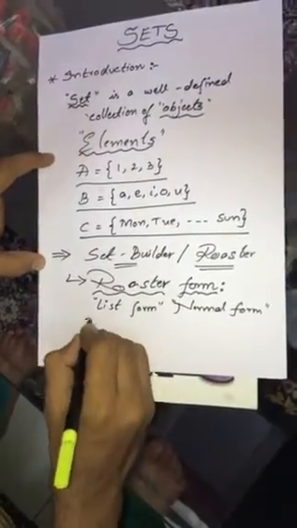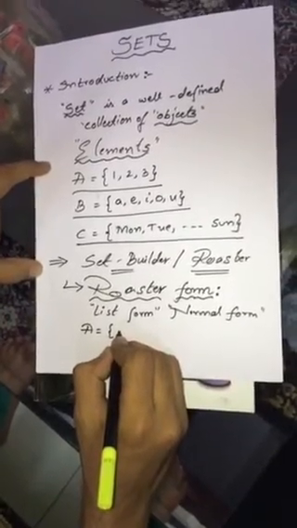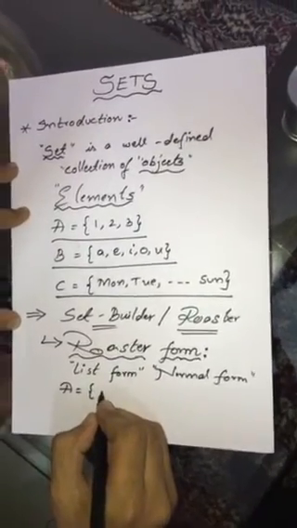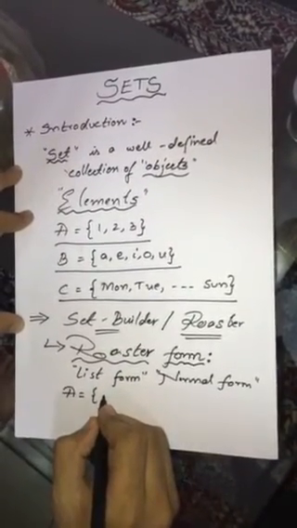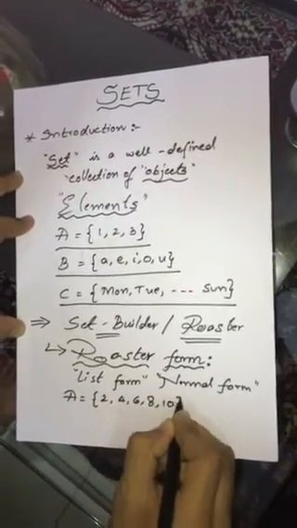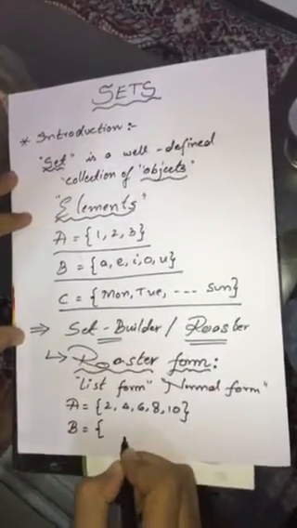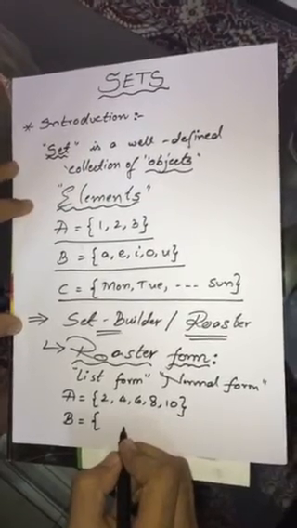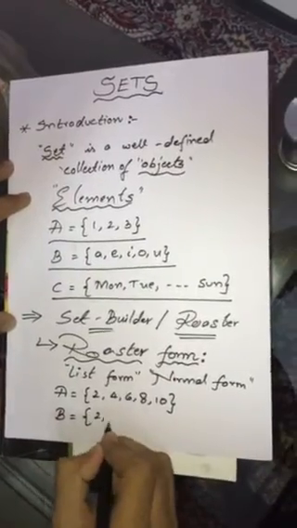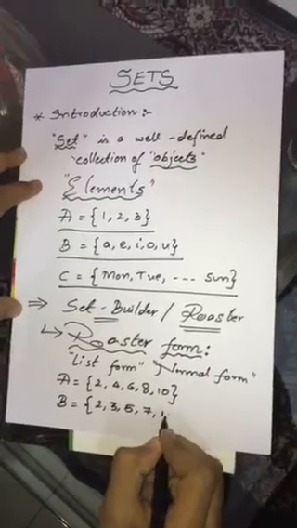I'll take a set A as the set of numbers starting from 2 ending at 10. We'll take an example of even numbers starting from 2 ending at 10. That is the first 5 even numbers, that is 2, 4, 6, 8, 10. Now we'll take another example of the prime numbers, that is the numbers that have only 1 and itself as factors. We'll take the first 5 prime numbers, that is 2, 3, 5, 7, 11.